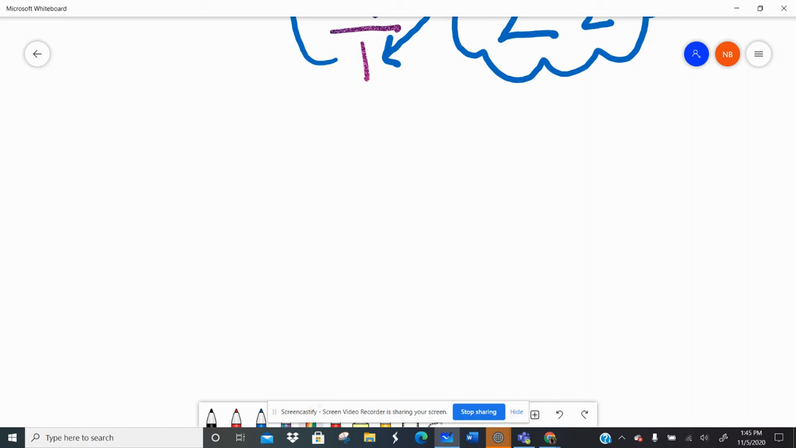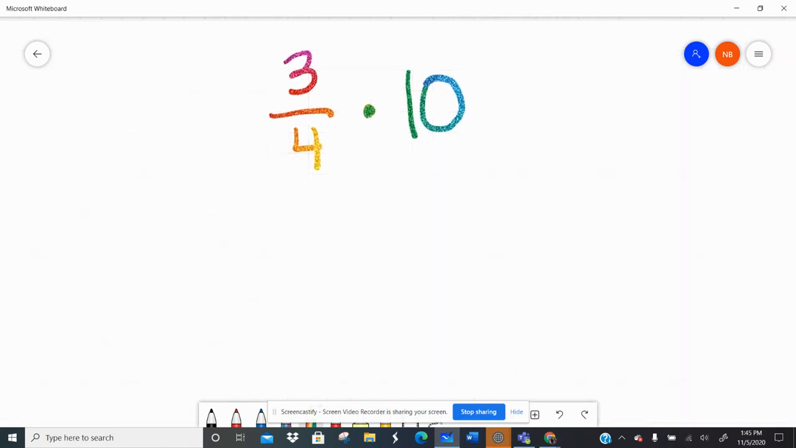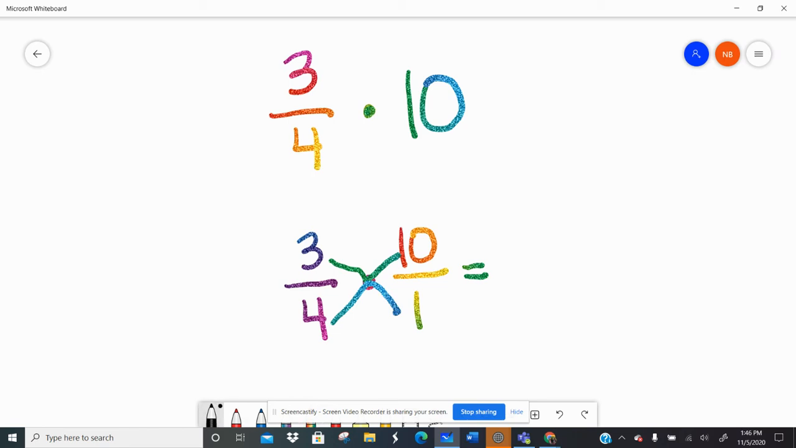All right, let's try another one. Say I have, let's do 3/4 times 10, right? I have that fraction times a whole number. But again, I want a fraction times that fraction. So I'm going to put a 1 under it. Now, at this point, I could just multiply across. Top times the top, bottom times the bottom. But again, I want to make my numbers as small as possible. So I look at that 4 and 10, and I realize those are both even numbers, so I could simplify them by dividing by 2.